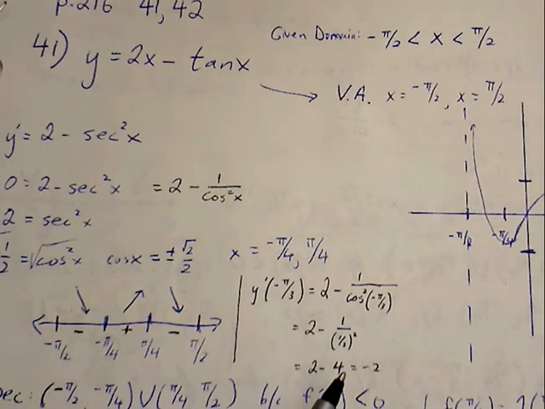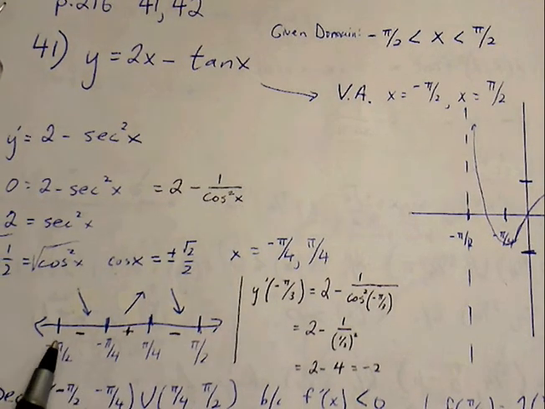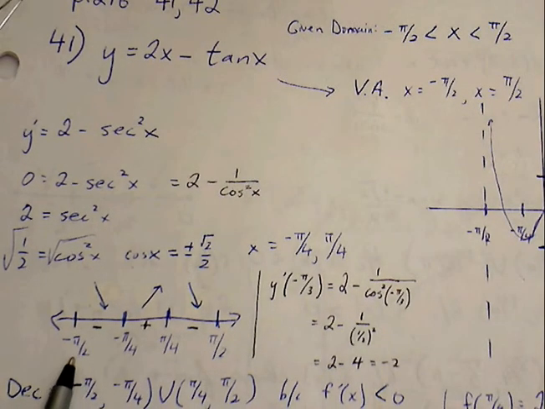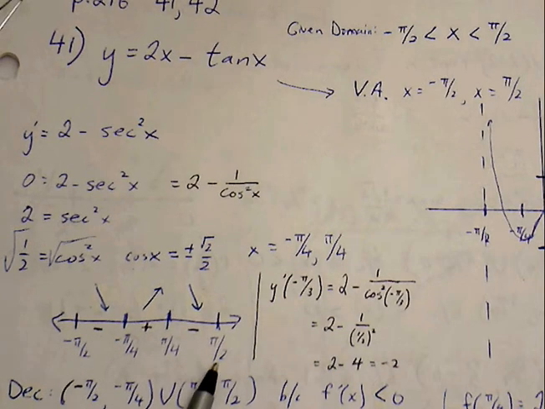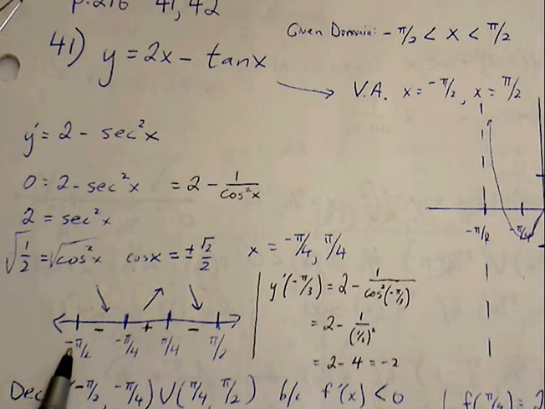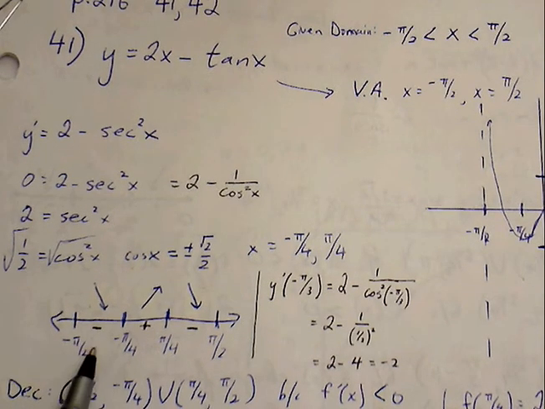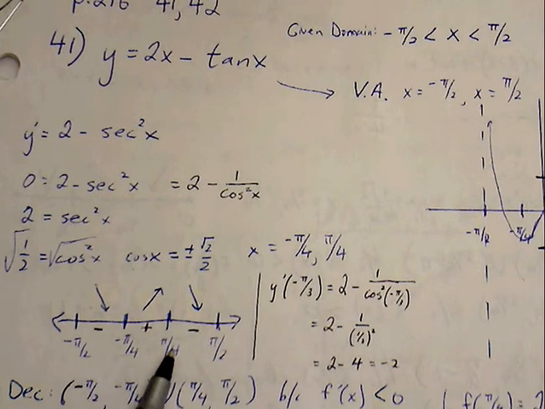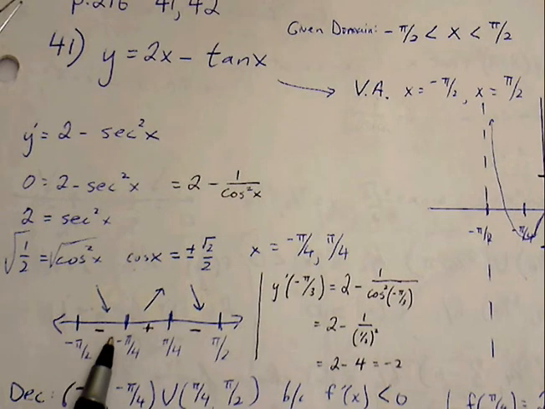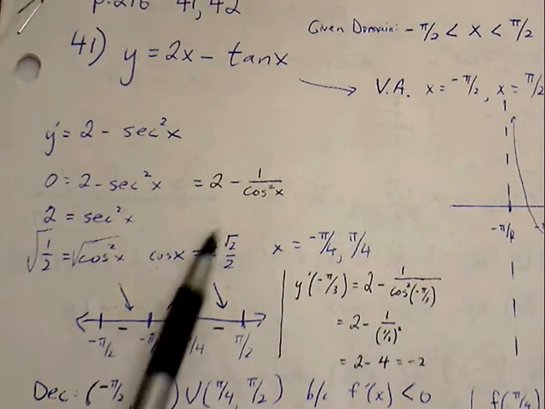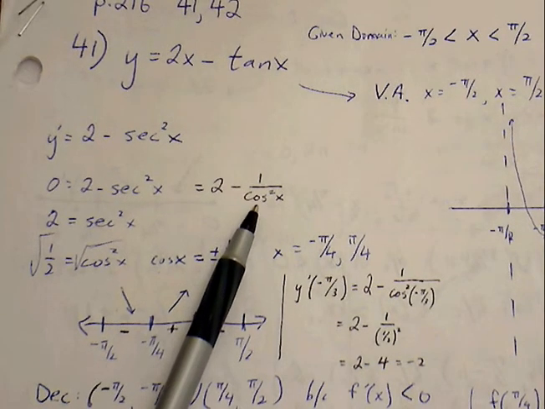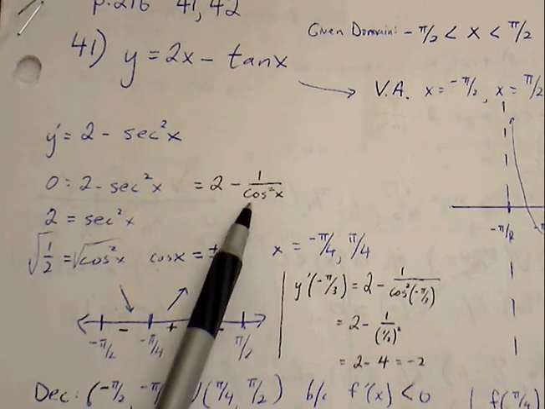Okay. So we can create our sign line with our intervals starting at negative pi over 2 all the way to pi over 2, because we have our restrictions here. Our domain is from negative pi over 2 to pi over 2. Then negative pi over 4 and pi over 4. Okay, so now we have to test these intervals with our derivative. I'm going to test it with 2 minus 1 over cosine squared x. Maybe it's a little bit easier to think in terms of cosine than secant.